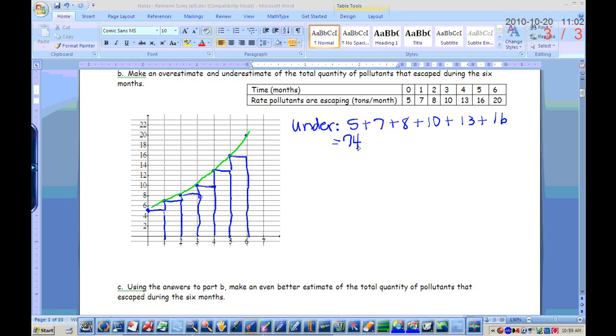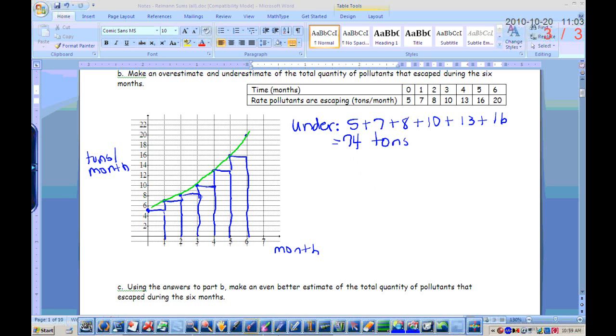What are the units here? Tons of pollutants. Good. And we can just go ahead and say tons. One other thing I want to point out: on the x-axis, this represents months. What's the units on the y-axis? Tons per month. Good. So when you multiply months times tons per month, your months cancel. Think about finding the area of each one of these rectangles. The area of each one is 1 month times however many tons per month. So that's where your months will cancel.